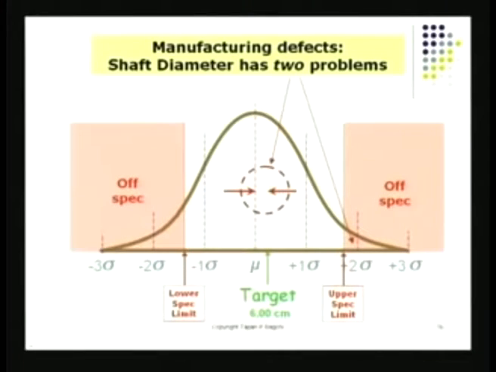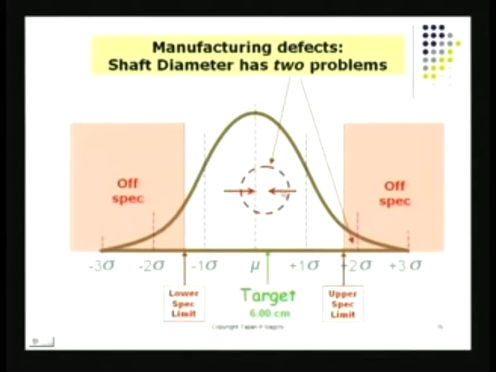But what is the modern way of managing quality? It says, try to locate the target. Try to locate where the target is. The target is where customer satisfaction is going to be maximum. So try to locate the target, which is mu, right there. That's where the target is. My production should not be off target. In fact, this is the bias in the process. The bias is the lack of accuracy.